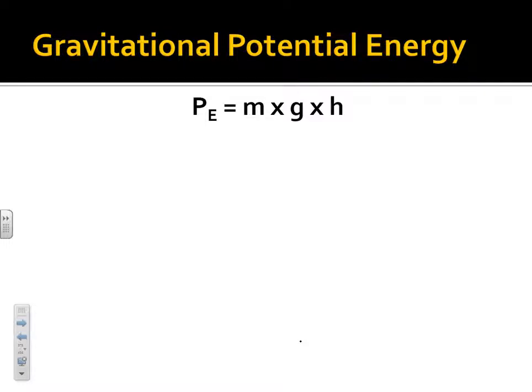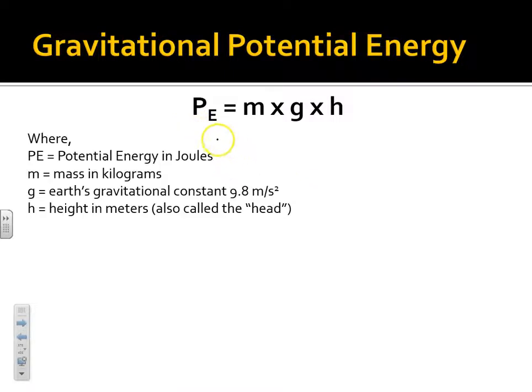Okay, so one of the fundamental equations we're going to go over here is the gravitational potential energy of water. Here's a basic equation we have. We have potential energy, measured in joules, which is our SI unit of energy. Then m is mass in kilograms. g is the gravitational constant, 9.8 meters per second squared. Then h is height, which is also known as head, and that is going to be in meters.